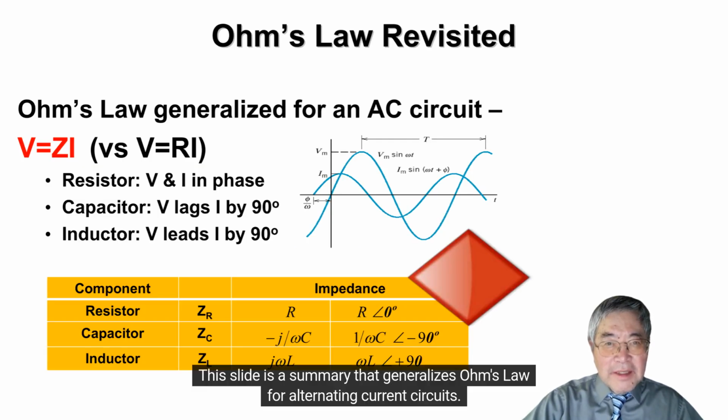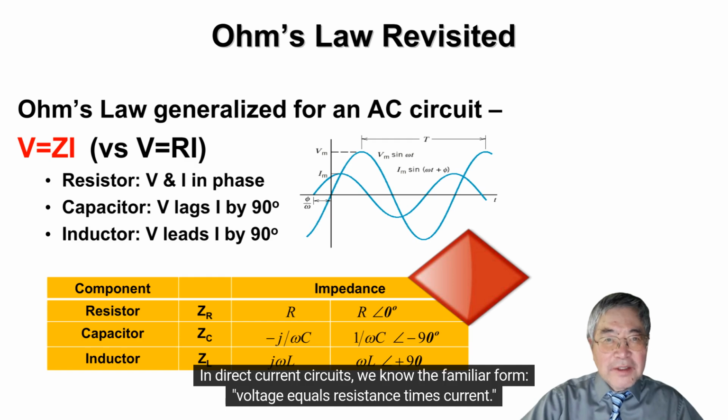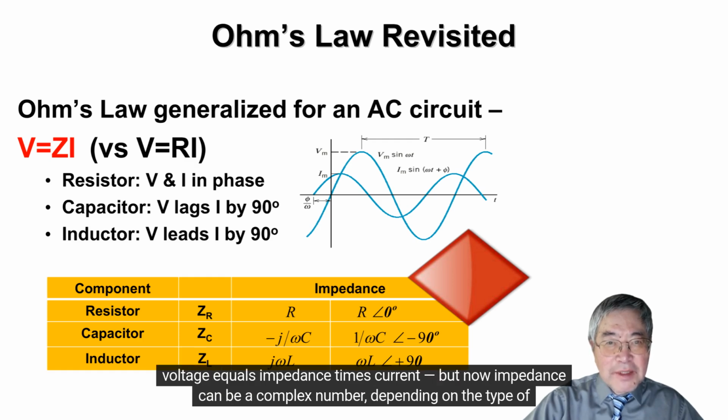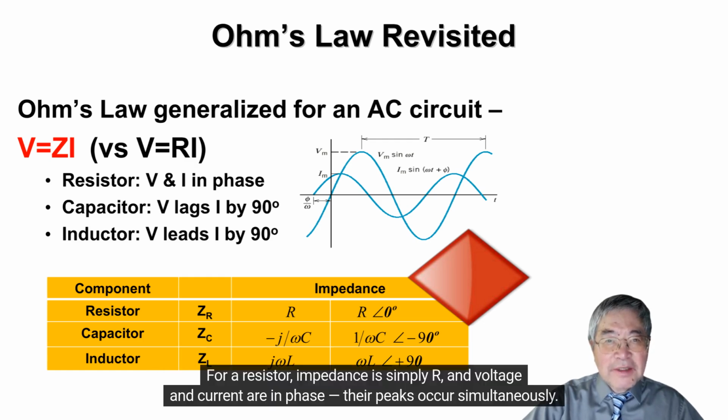This slide is a summary that generalizes Ohm's law for alternating current circuits. In direct current circuits, we know the familiar form voltage equals resistance times current. In alternating current circuits, thanks to phasor notation, we can keep the same simple structure, voltage equals impedance times current, but now impedance can be a complex number depending on the type of component. For a resistor, impedance is simply R, and voltage and current are in phase.